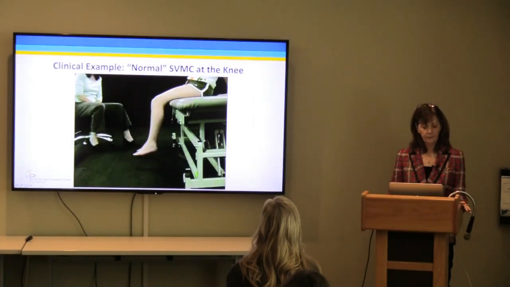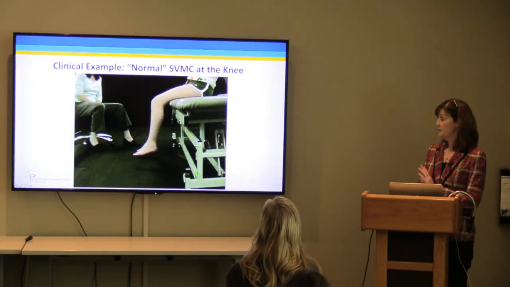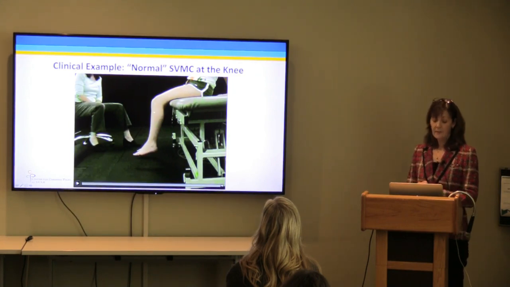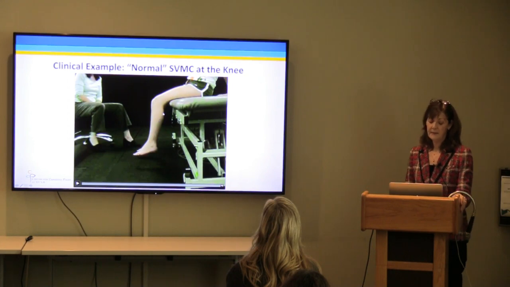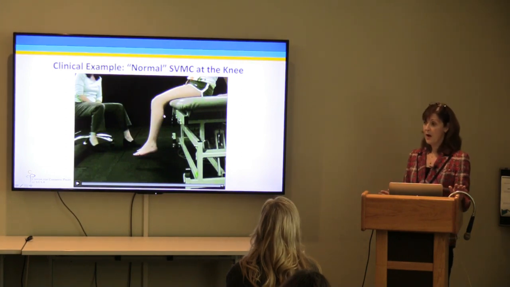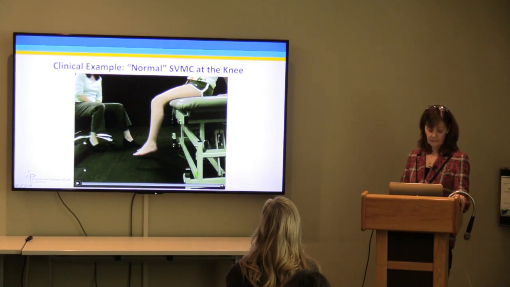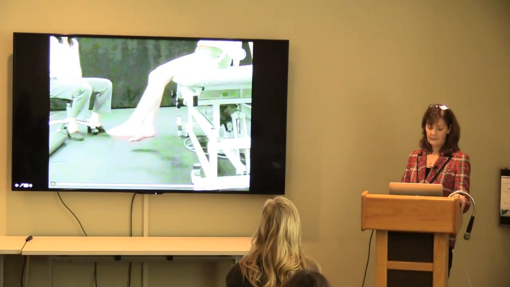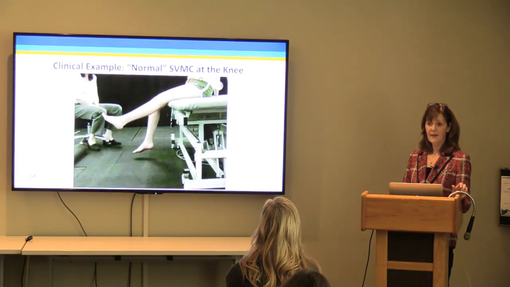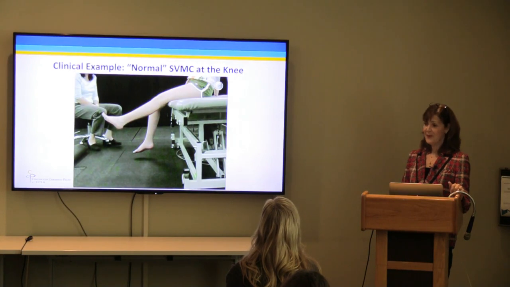So I'm going to show you an example of how we do this at the knee. It's a simple joint to observe. The therapist here is asking this child with cerebral palsy to extend, flex, and extend the left knee and not to move the rest of their body and not to move the right limb. So what do you think about that? That looks pretty good, doesn't it? So that got a 2 score, a normal score.